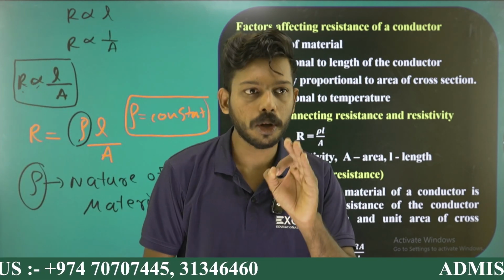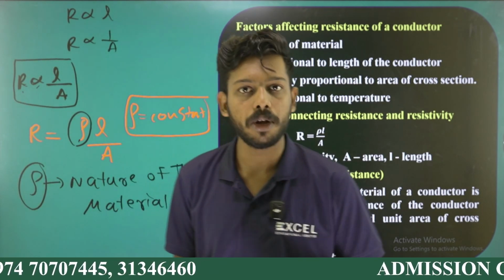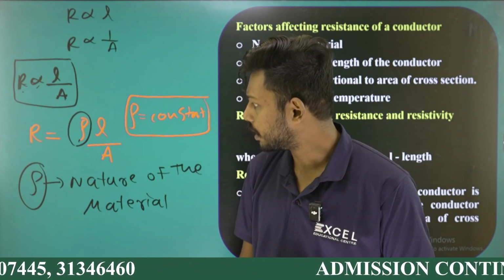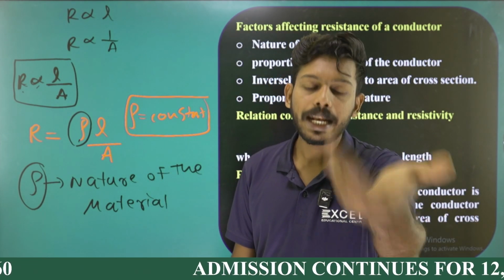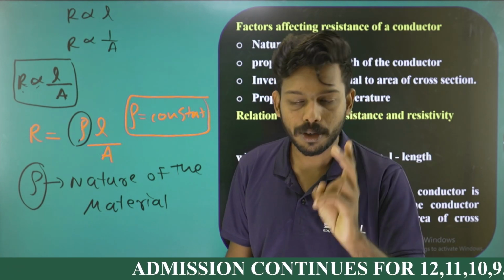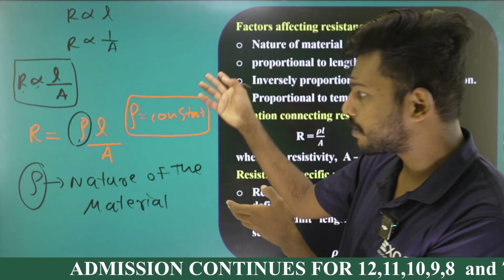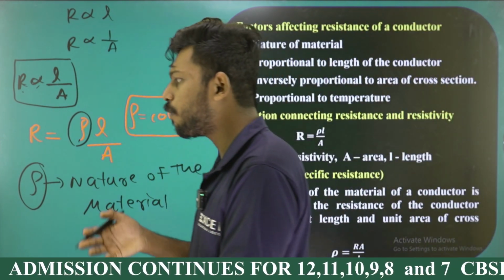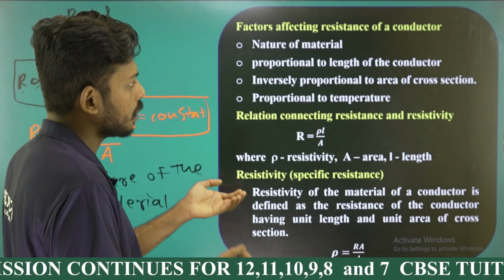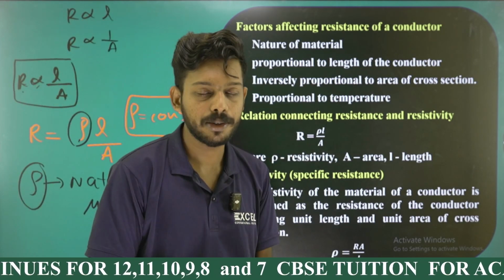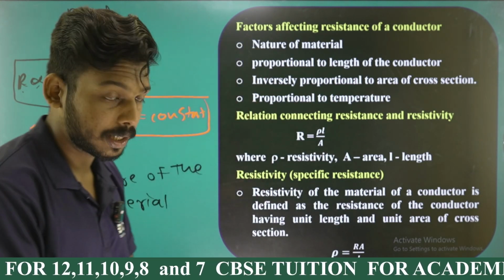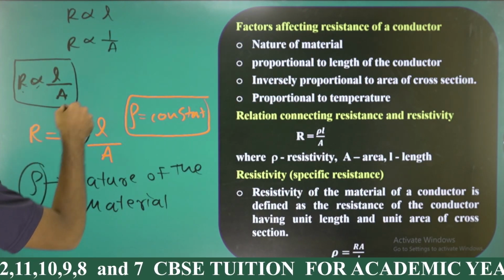You have to highlight 2 points from this section. The first point is that rho is a constant, and the second is that it indicates the nature of the material. These 2 points are very important. Highlight them. You can take a screenshot of this note, or if you want the notes, you can simply ask me directly and I will send them to you. So R is equal to rho L by A.